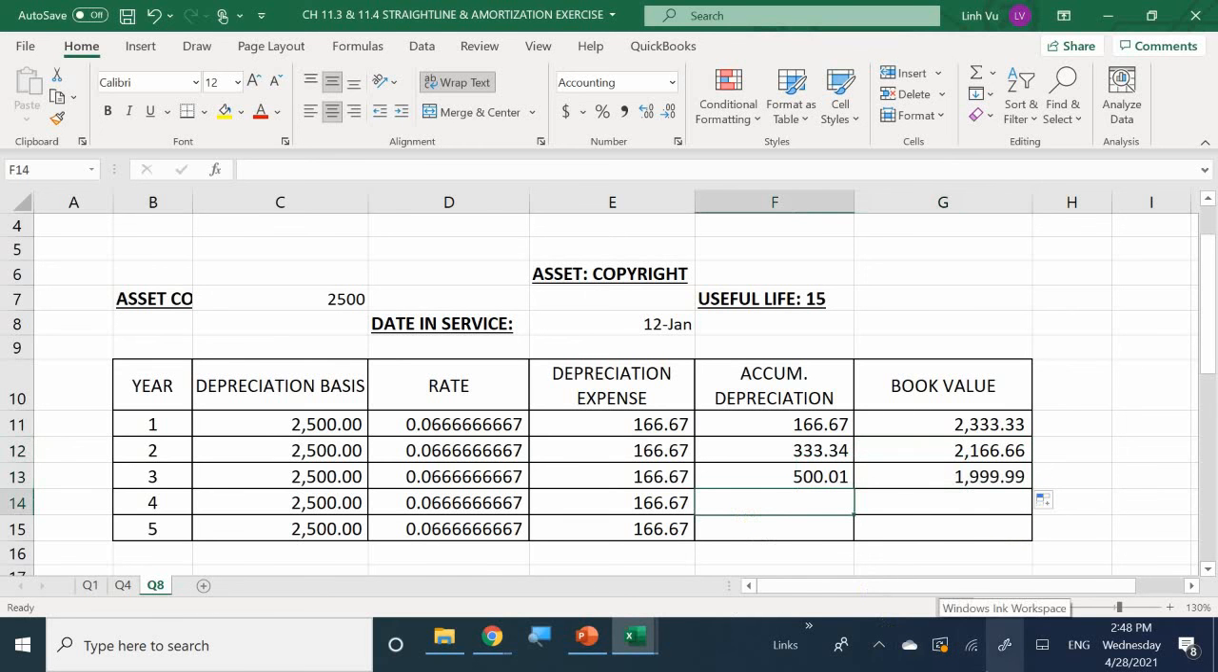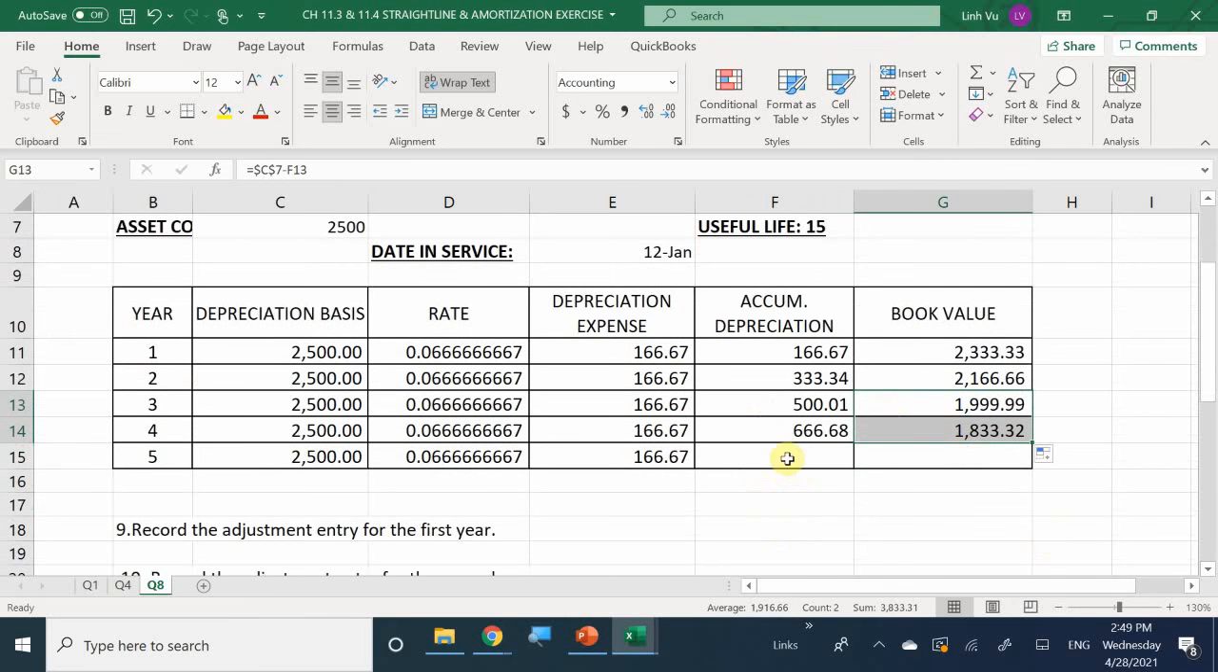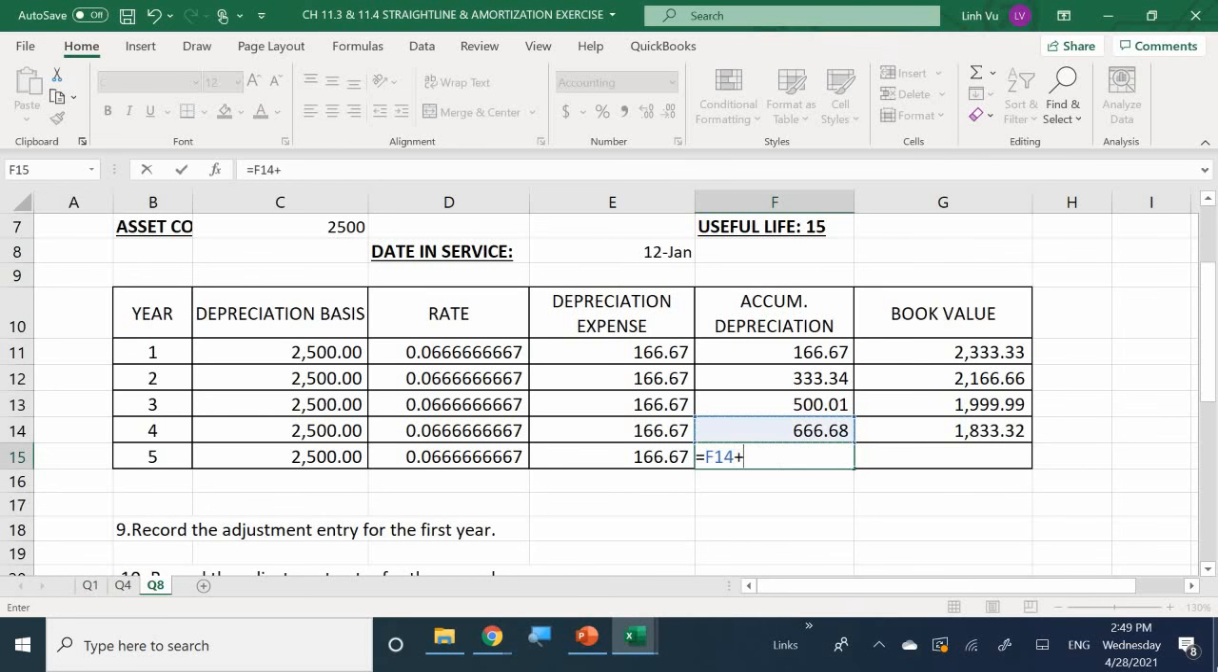All right, let's keep going. What is the accumulated amortization for year 4? 666.68. Yes, good. If you add 1 plus 7, that should give you 8 cents. And then what is my book value for year 4? 1830 32 cents. Excellent.